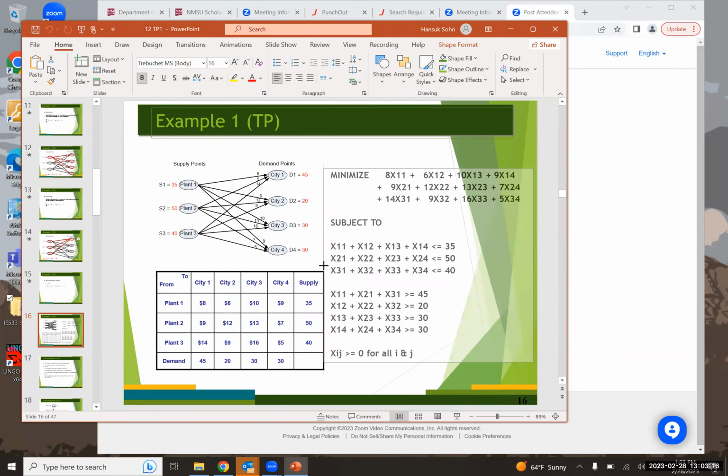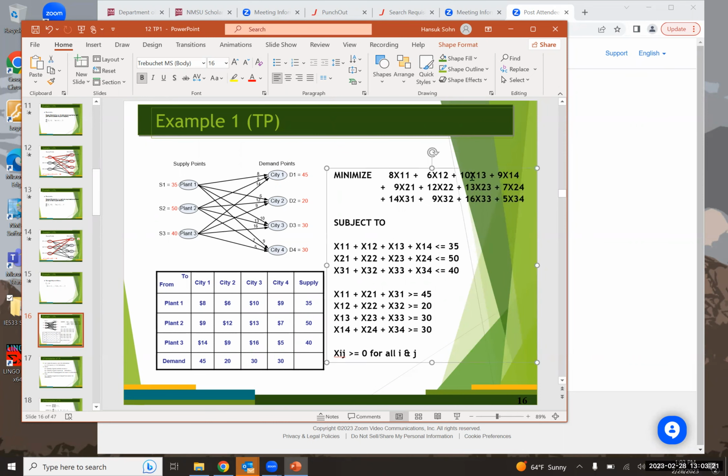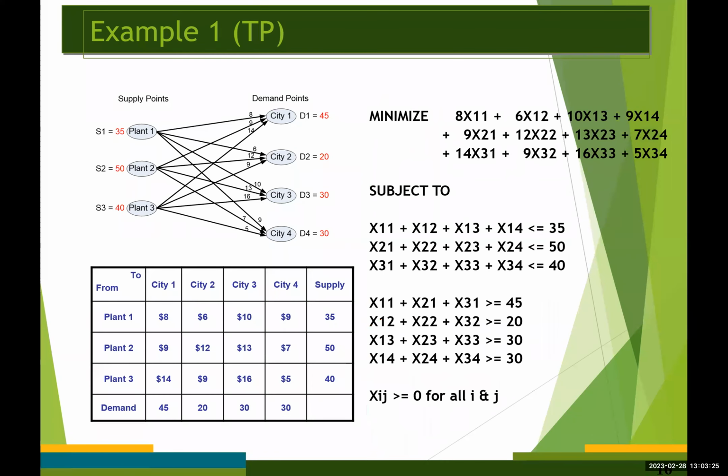So the first set of constraints are the supply constraints, and the second set of constraints are the demand constraints.